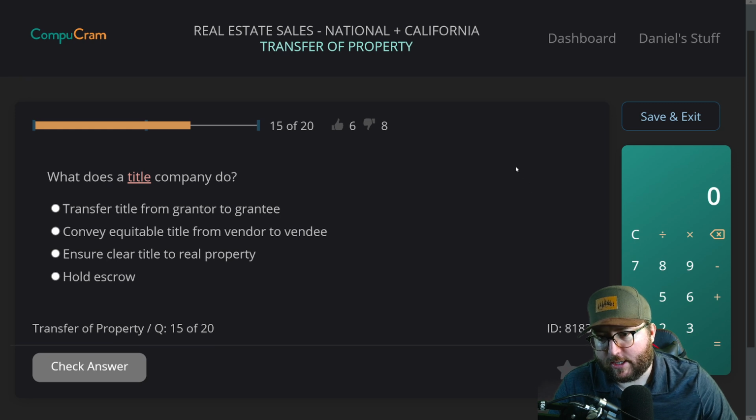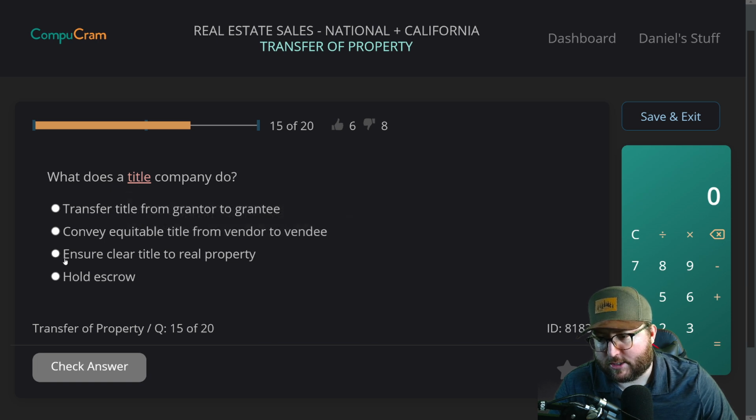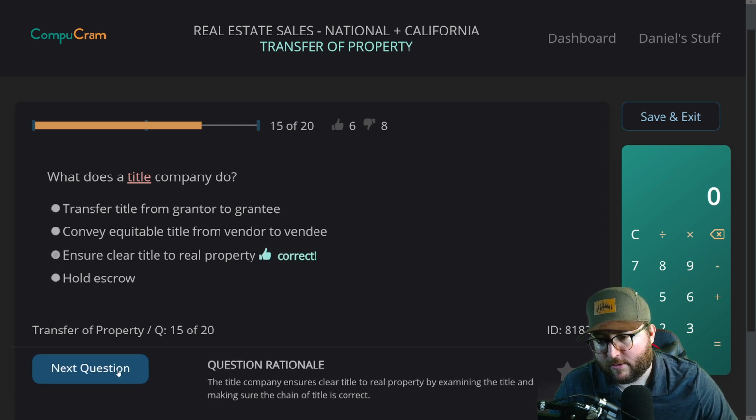Question 15. What does a title company do? Transfer title from grantor to grantee, convey equitable title from vendor to vendee, ensure clear title to real property, hold escrow. Does title do actual lawful? I think they just ensure clear title. They might transfer. Let's go with it.